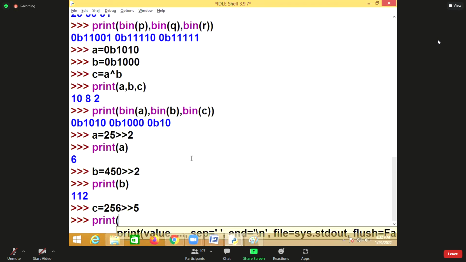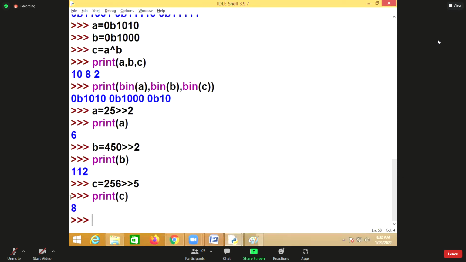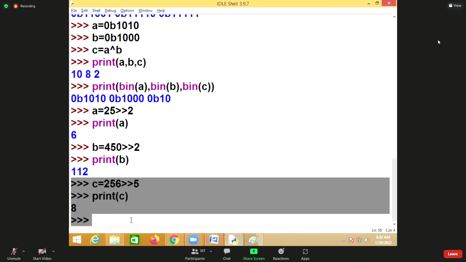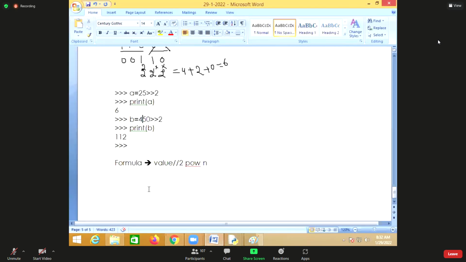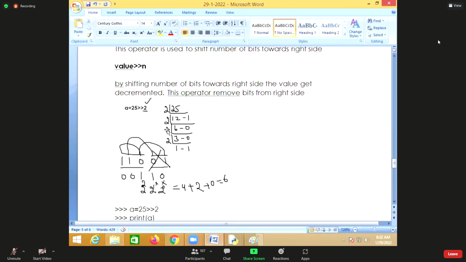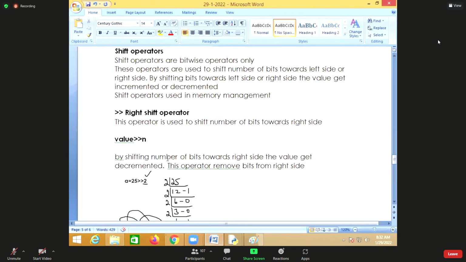2 to the power of 5 is what? 32. Now 256 divided by 32, that is the result. And what is the result of C here? 8. So anything you can take, but you just apply that formula. How many bits you want to shift, you divide it. Otherwise, converting and calculating will take a lot of time.